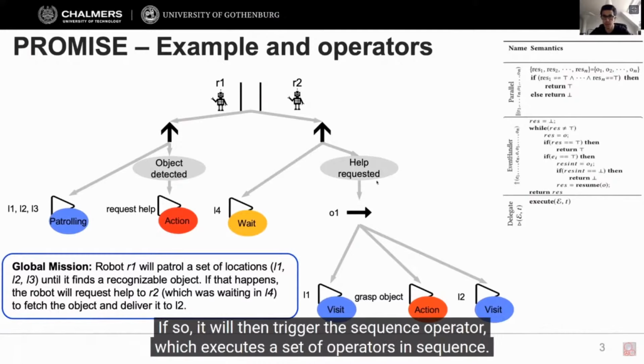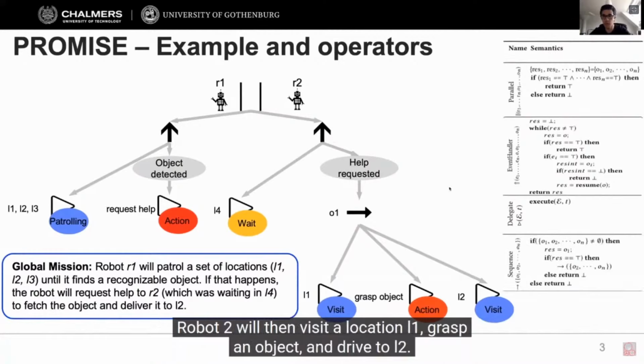If so, it will then trigger the sequence operator, which executes a set of operators in sequence. Robot 2 will then visit a location, grasp an object, and drive to L2.